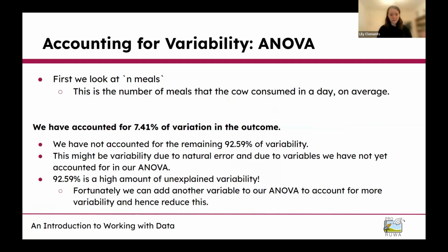We have not accounted for the remaining 92.6% of variation. This might be variability due to natural error, those natural differences that occur, or it might be due to variables that we've not accounted for in our ANOVA. Now, this 92.6% is a very high amount of unaccounted for variability. But fortunately for us, we've got a lot of variables, and so we can add another variable to our ANOVA to account for more variability and hence try and reduce this.